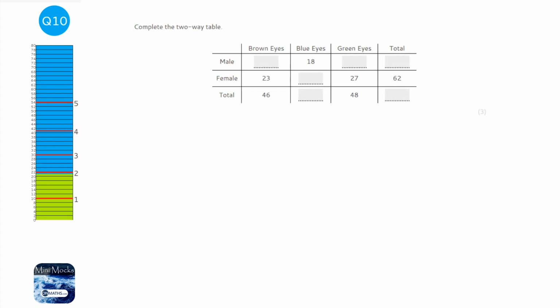With two-way tables, we've got to use the totals to work out the missing numbers. So a nice place to start is this box here. If we have a look, we've got a total of 46 people with brown eyes. 23 of them are female. So all we need to do is 46 take away the 23, and that leaves 23 left over. Now let's have a look at a nice easy one. Right, green eyes, that's a nice easy one there. We've got 48 in total, and 27 females with green eyes. So we want to do 48, take away 27, and that leaves us with 21.